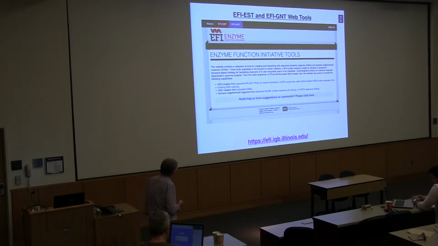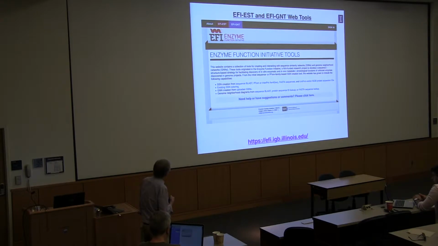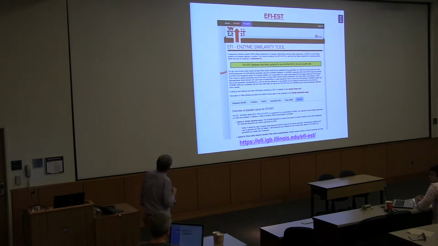Okay, so this is what the entry point for the web tool looks like. If you Google EFI-EST, the top entry on the list will be the link to these tools. And so this is the entry point, okay? And this entry point gives you access to both EFI-EST for generating sequence similarity networks and also EFI-GNT for generating genome neighborhood networks. So if you select EFI-EST, this is what the home page for the EFI-EST tool looks like.